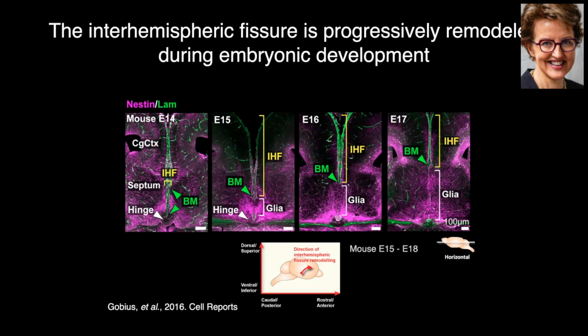Over time, this is E14, 15, 16, and 17, and we've labeled these with nestin and laminin, which labels this basement membrane here. And you can see, this is the interhemispheric fissure, that the fissure is getting smaller, and this fused area is getting larger over time. We identified that also in mouse, the fusion occurs from ventral to dorsal and in a caudal to rostral manner. And we were able to demonstrate that, in fact, callosal axons only cross in this fused area.